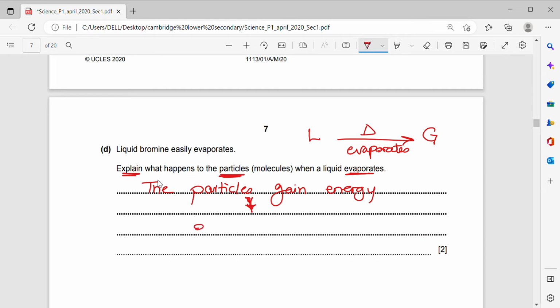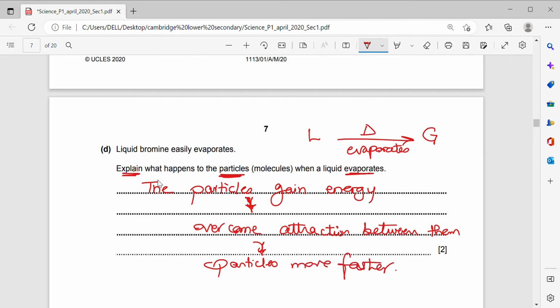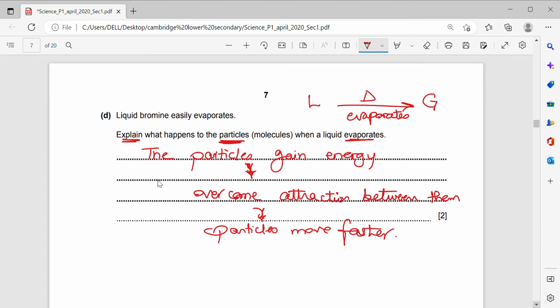They overcome the attraction between them. And finally, the particles move faster and change to the gaseous state. So when the liquid is heated up, what happens to the particles? They gain energy. After they gain energy, they overcome the attraction and so they move freely and faster.